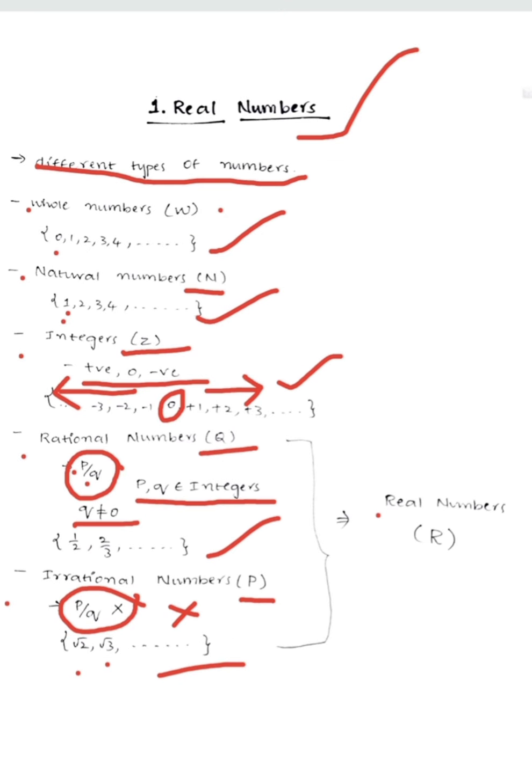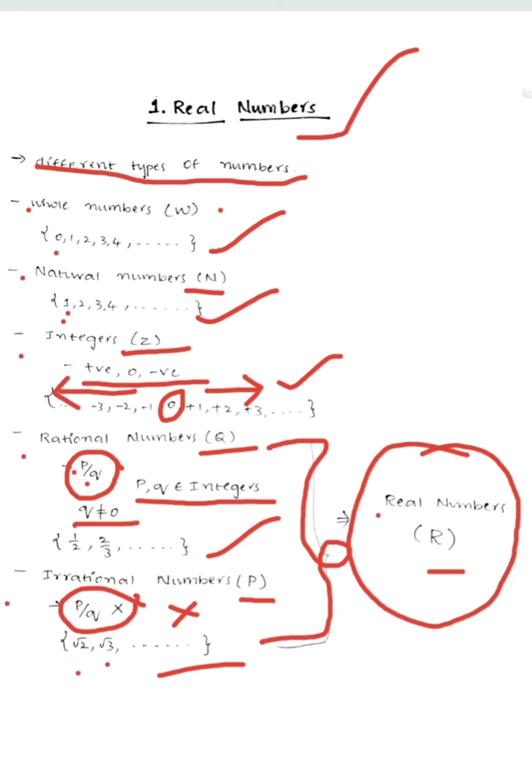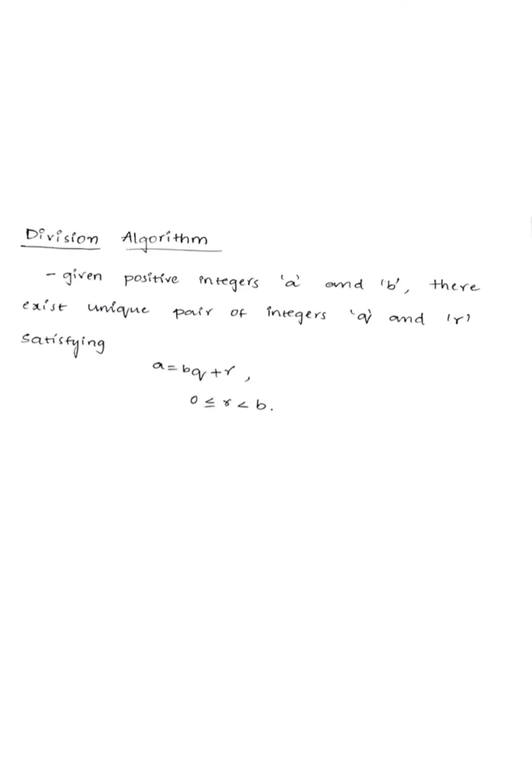Now coming to real numbers. Real numbers are denoted by capital R. The combination of both rational numbers and irrational numbers are called as real numbers. The entire chapter what we are going to discuss now is about real numbers, and it is denoted by letter capital R. Till now we have learnt about very basic concepts which you have learnt in your lower classes.